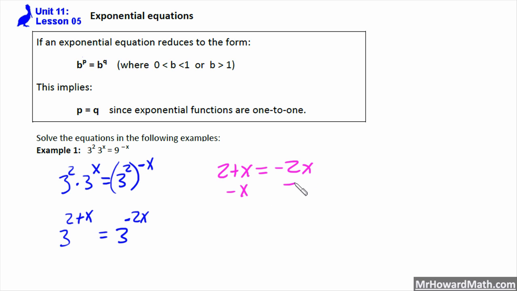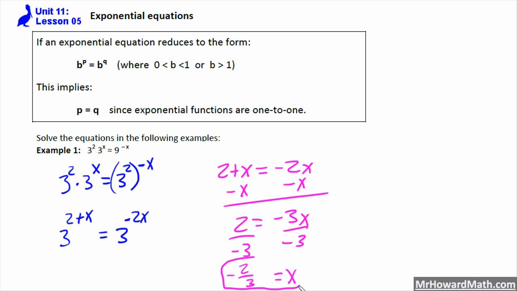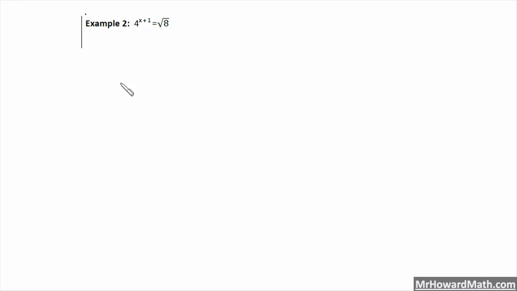So we'll subtract this x here. We get 2 equals negative 3x, divide by negative 3, and finally we have x equals negative 2/3, and that will be our answer. So we solved example 1 there, x equals negative 2/3.